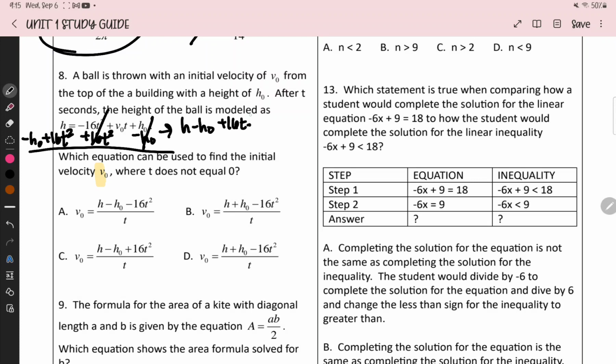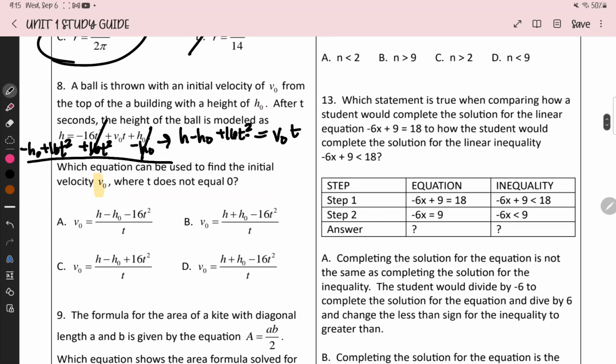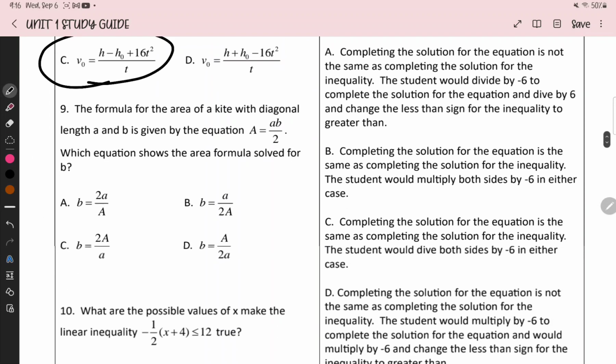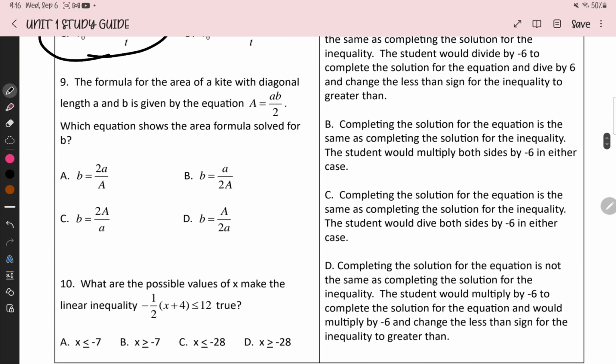Yeah, my plus 16t squared is equal to v sub o t. But we only want the v sub o. So I'm going to move that t away from it by dividing by t. And now I've got my final answer, where v sub o, the initial velocity, is equal to h minus h sub o plus 16t squared, divided by t. And that is option C. All right, number 9.